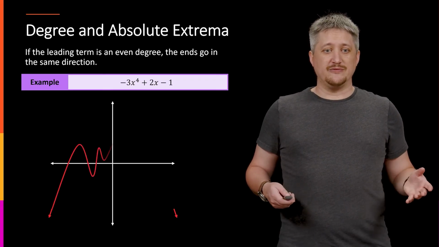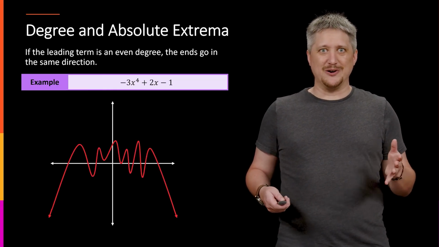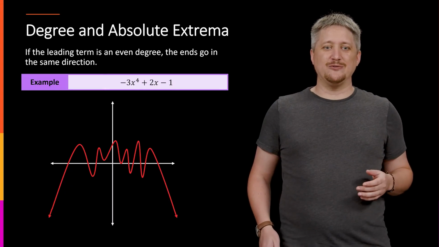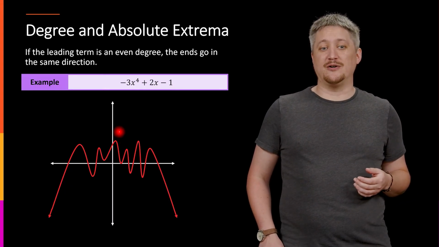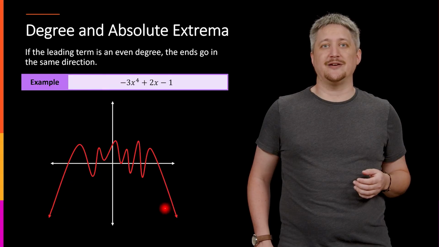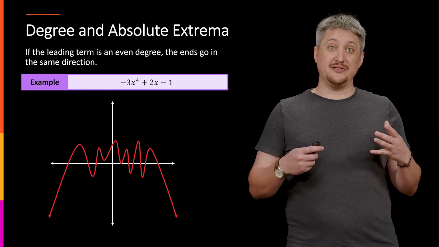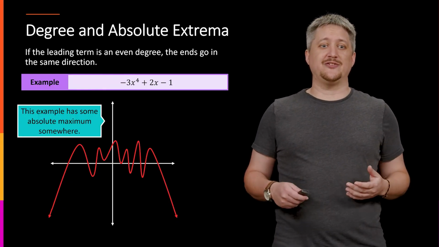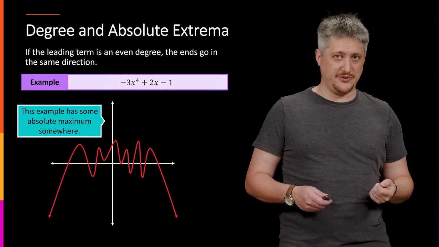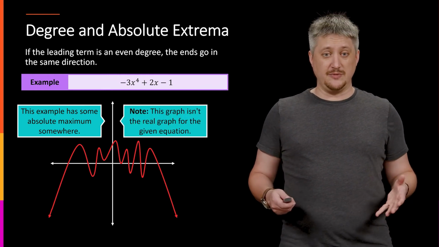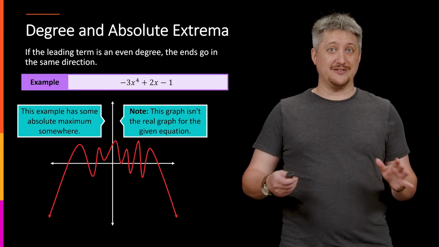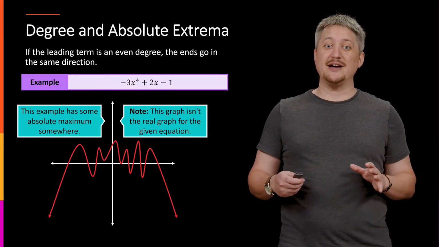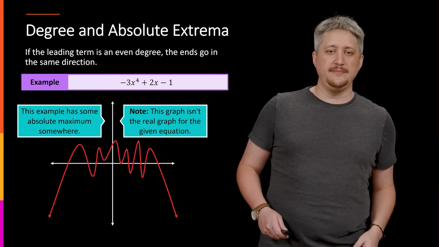Whatever's in the middle there, I don't know what it is, but it can only go up so far now because it has to come back down eventually, right? And so because the leading coefficient is negative, that tells me that this thing has an absolute maximum somewhere, okay? Again, to be very clear, this is not the right graph, and that's the point, right? I don't need to know the graph in order to know this fact, okay?